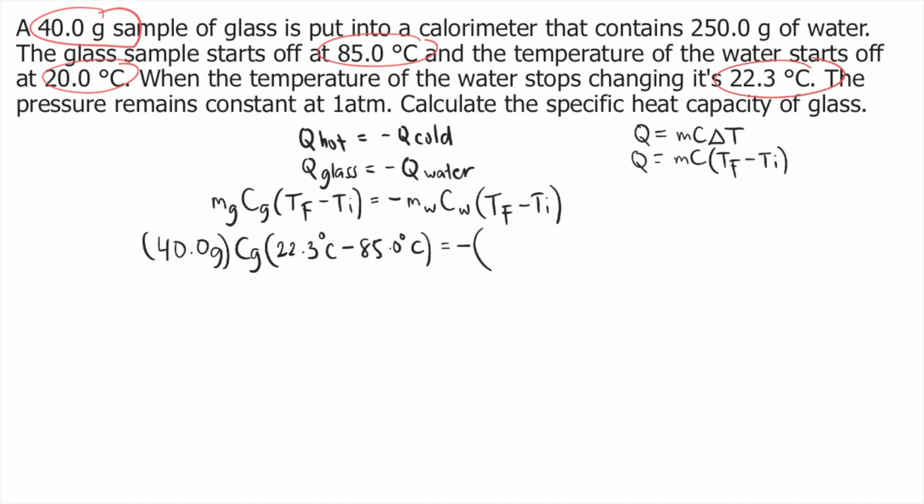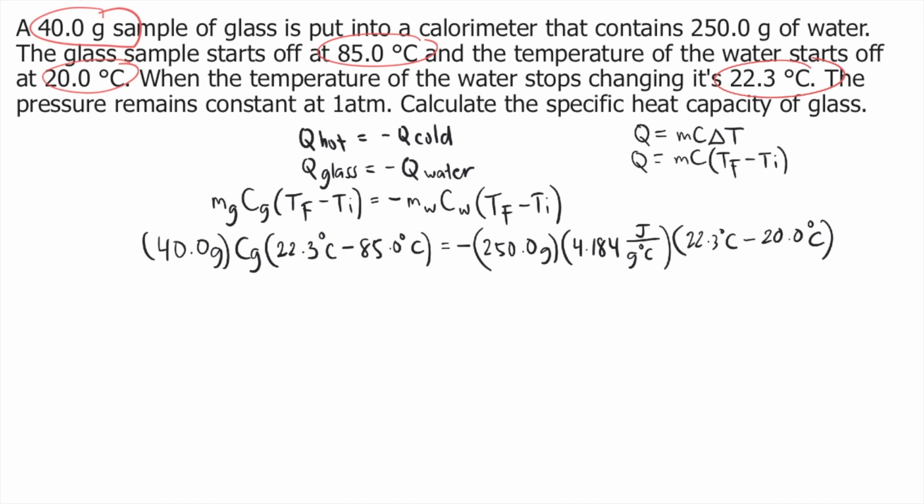The mass of water, according to the problem, is 250 grams times the specific heat capacity of water. Although it's not given in the problem, you should have memorized its value. That's 4.184 joules per gram degree Celsius. Again, the final temperature is 22.3 degrees Celsius minus the initial temperature of water, which is 20.0 degrees Celsius.